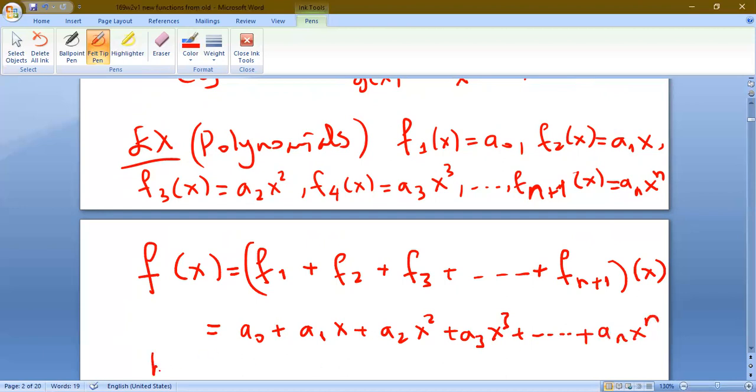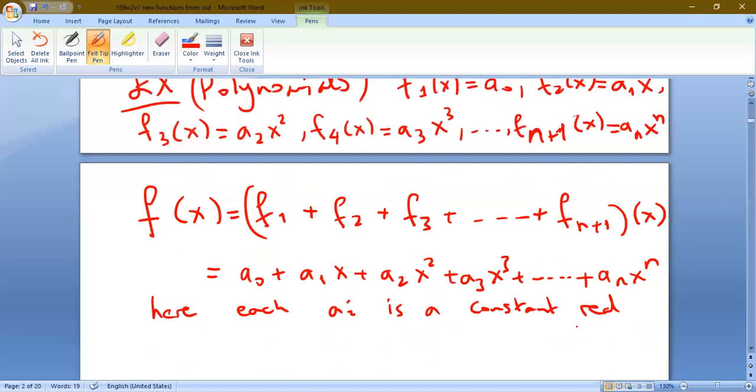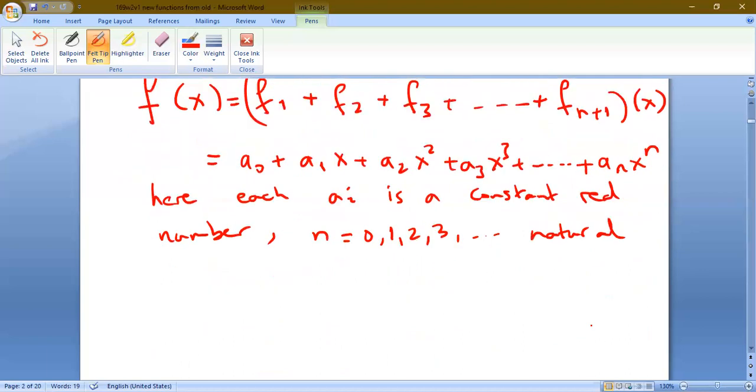Okay, here each ai is a constant real number, and as you see, n goes from 0, 1, 2, 3, and so on, natural numbers. So if we have a combination of functions like this, it is called a polynomial.